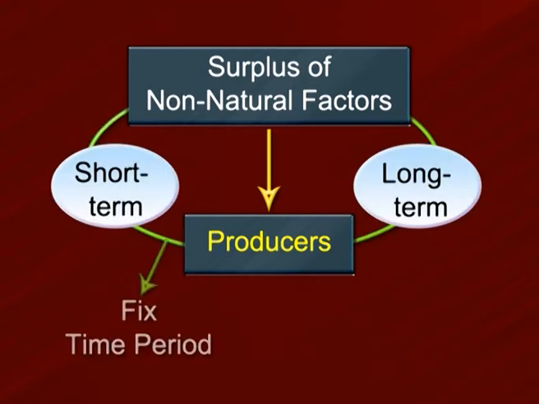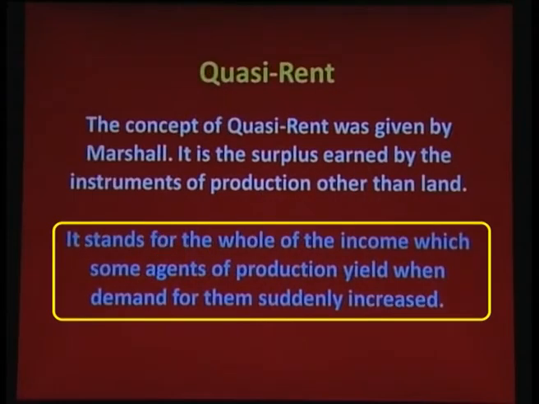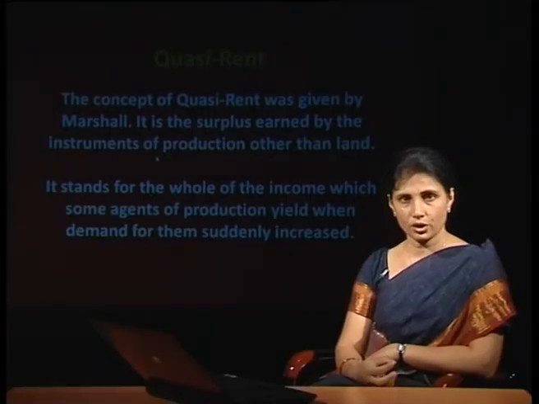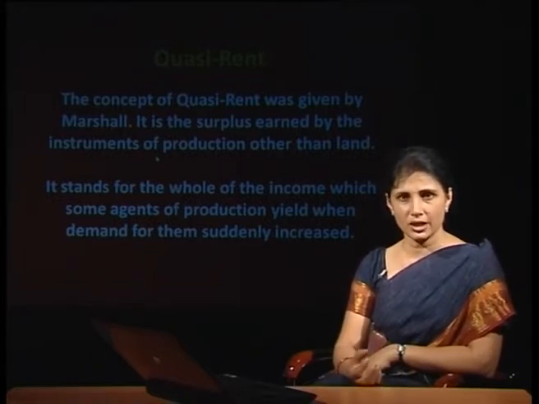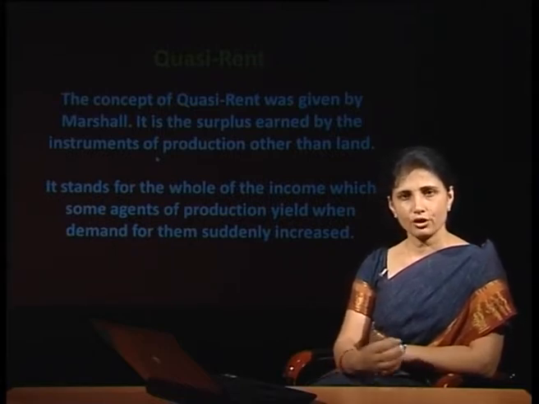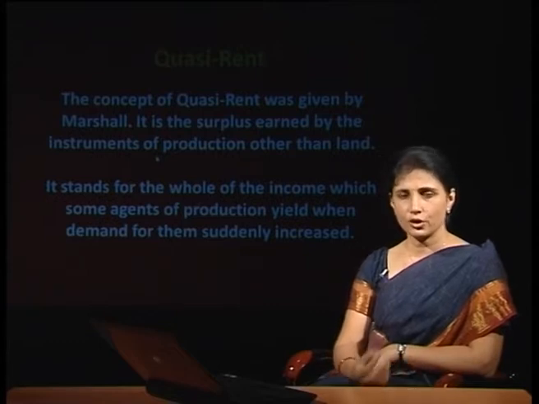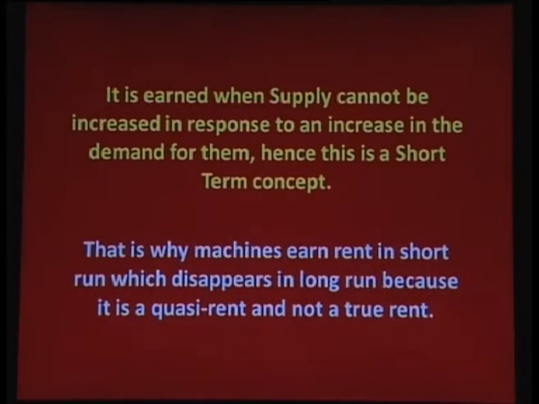When there is a surplus of these factors of production and this surplus is provided to the producer in the short term and the long term, then due to the fixed time period, this quasi-rent arises in the industry, and it stands for the whole of the income which some agents of production yield when demand for them suddenly increases. Like during the process of production, demand for certain factors of production suddenly increases. Take for example machines. Instead of one machine, the producer requires 2 machines, or instead of 2 laborers, the producer requires more than 2 laborers because the demand is increasing. So, in that case, this concept of quasi-rent was developed.